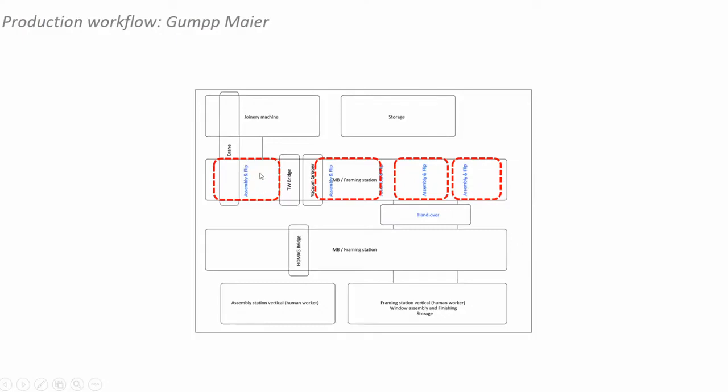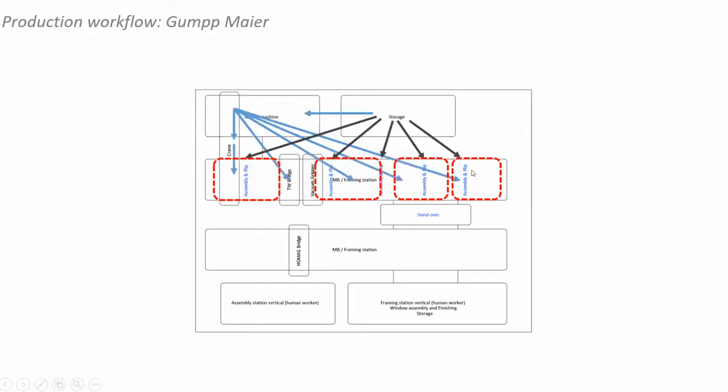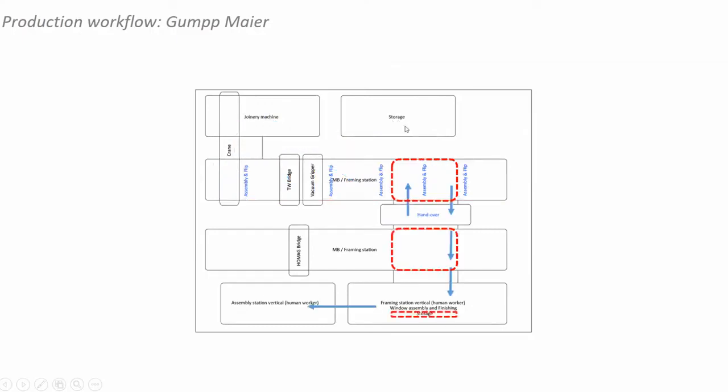The machine actually does, I think, exclusively cutting sequences. So it just does exact cutting, and all the assembly is going to be done by human labor. They are going to be fed by the joinery machine and the storage. And then they are handed over to another bay, or to this specific area for the vertical assembly of doors, windows, etc., and the finishing and so on.